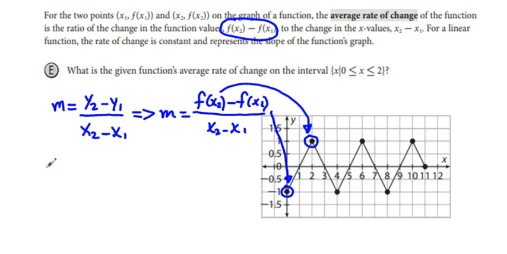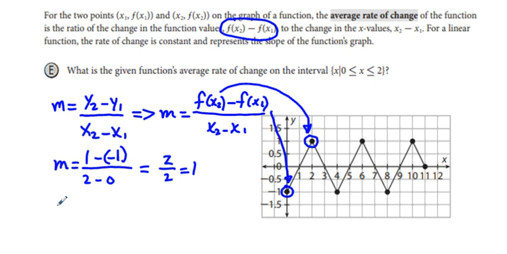So let's write this out. Average rate of change, we'll call this the slope over that interval, is going to be f of x2, which is 1, minus negative 1, over x2 minus x1. So 1 minus negative 1 is 2, and 2 minus 0 is 2. So our average rate of change is 1.